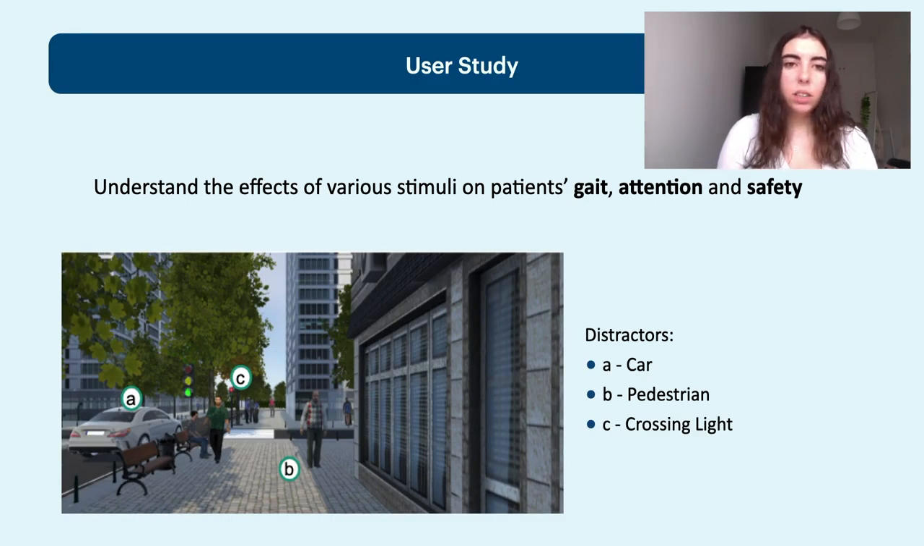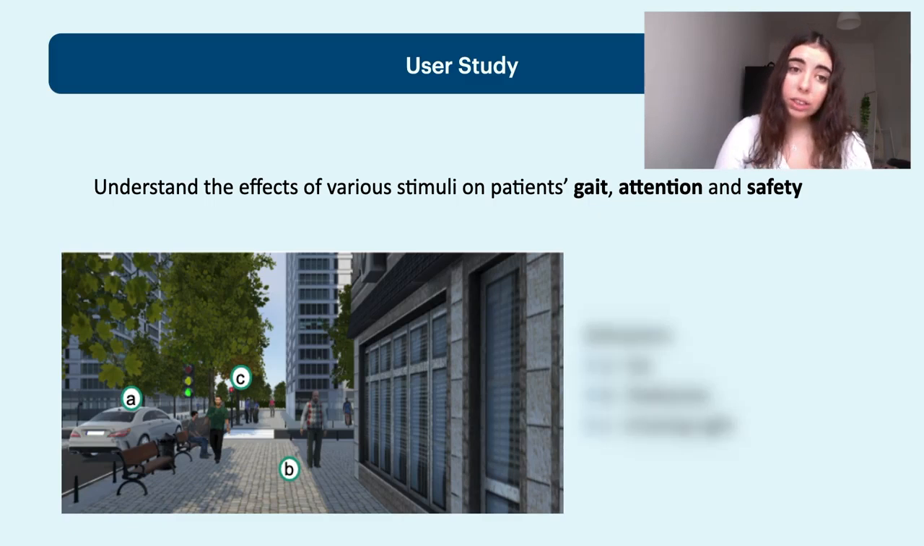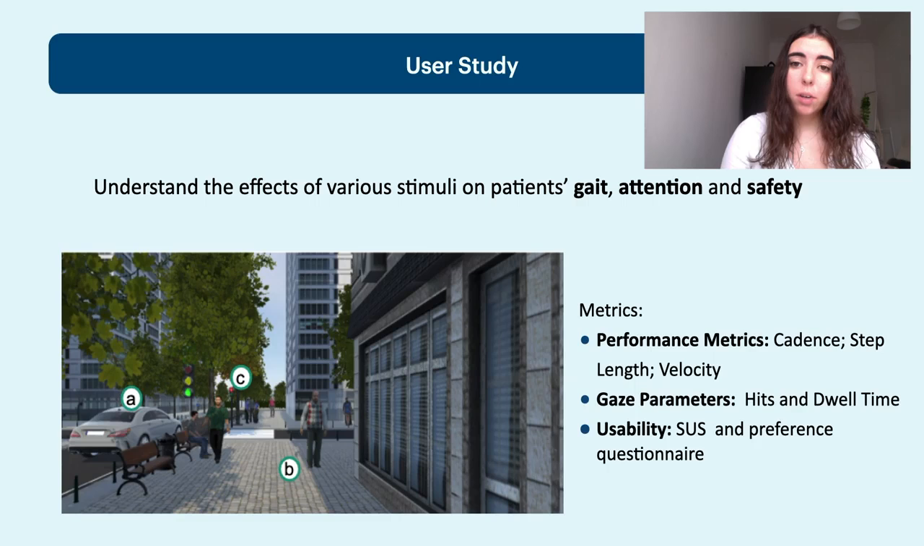The main objective of our study is to understand the effects of various stimuli on patients' gait, attention, and safety, especially when used outside the lab. In order to do that, we used a VR street with three different distractors: a car, a pedestrian, and a crossing light. During the simulation, we measured gait parameters such as cadence, step length, and velocity.